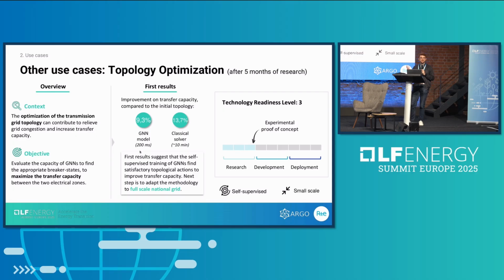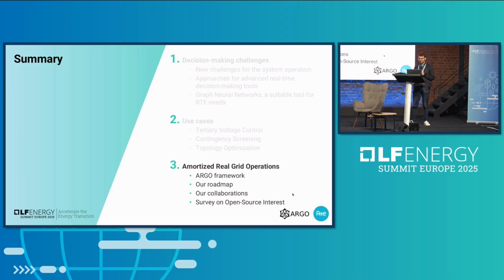We are very optimistic about these results, even though we acknowledge that we are working on a very small-scale system and that there are many adaptations to be made to make it scale to the full RTE system. In terms of technology readiness level, we are at 3, let's say. It's still really a research phase. Once again, it is a self-supervised training, and we are working on a small-scale system, so not yet the full RTE system.